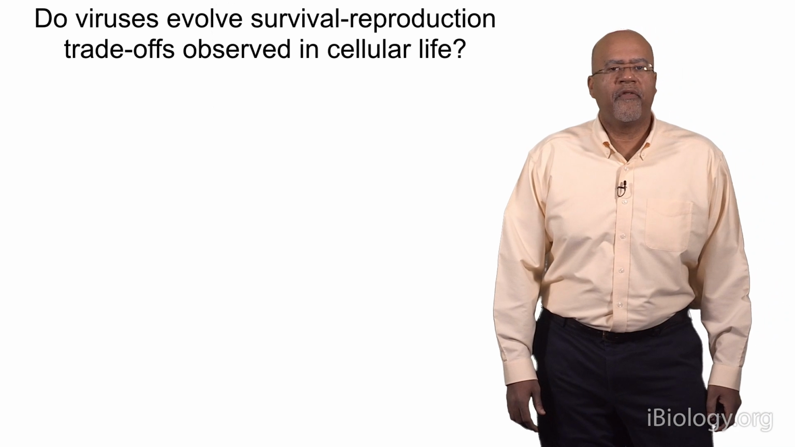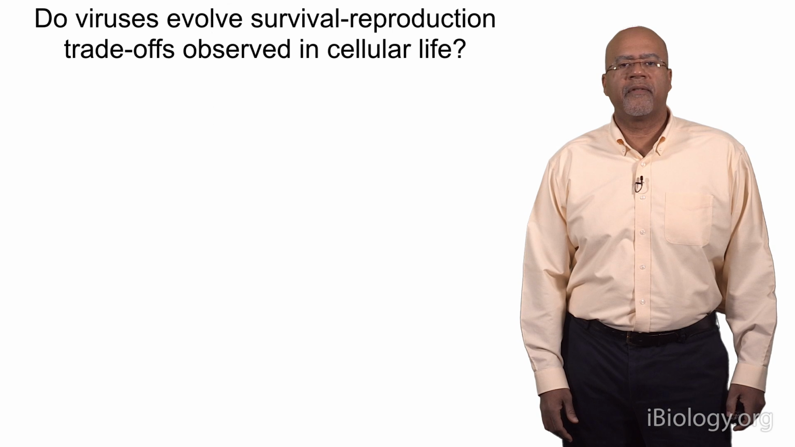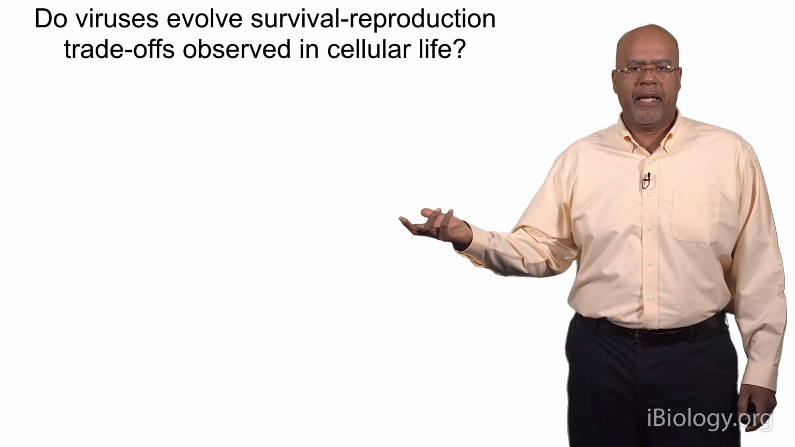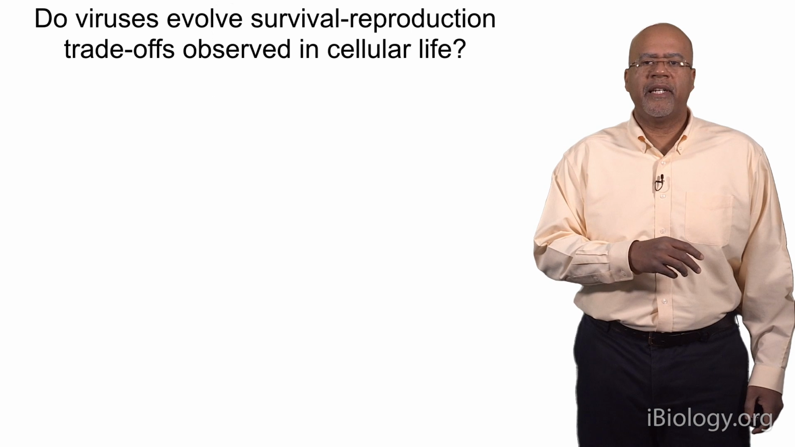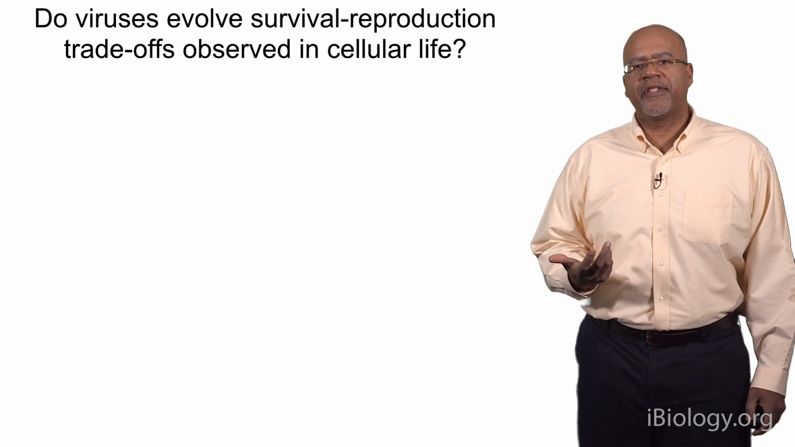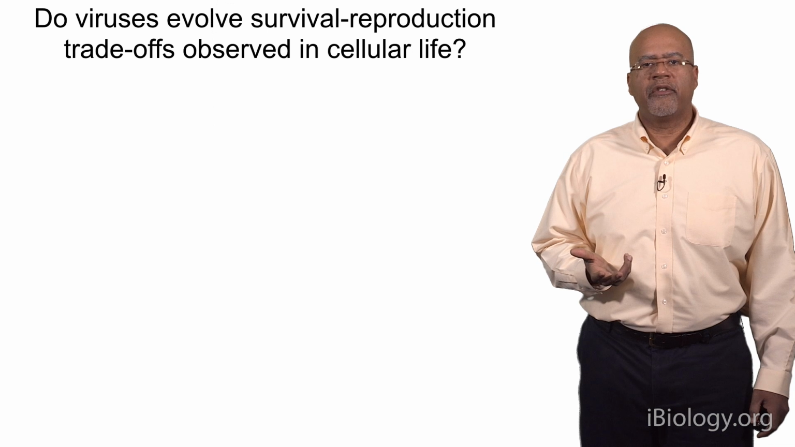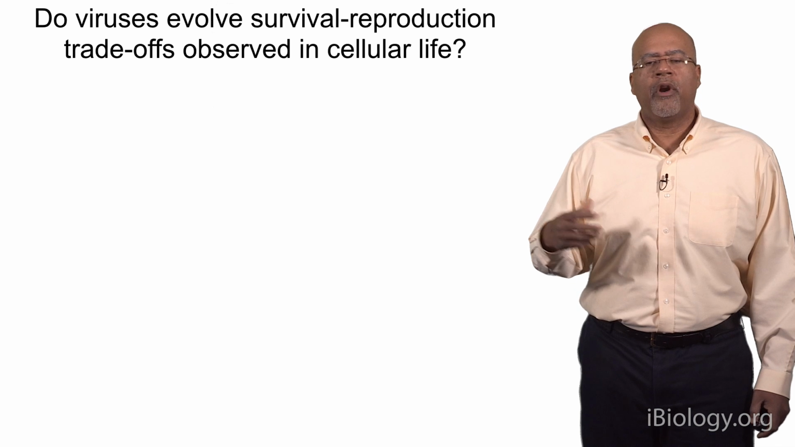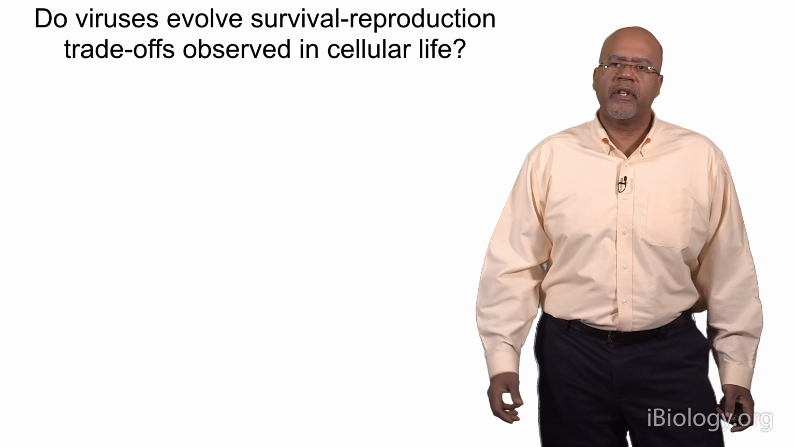The next question will be, do viruses evolve survival-reproduction trade-offs that we observe in cellular life? Here we want to examine whether the capacity to adapt in one means, and that is to produce progeny, is something that detracts from the capacity to merely survive in the environment when it poses a challenge. We've seen in cellular systems that you can't have your cake and eat it too in terms of these two challenges improving through time. You can either invest in survival or reproduction, but often you have an inability to improve in both simultaneously. Does this carry over to the virus world?